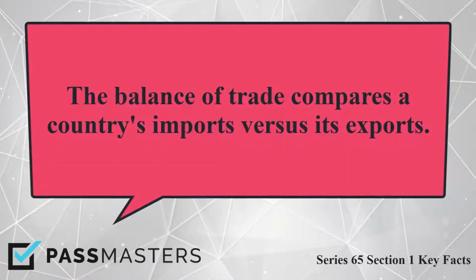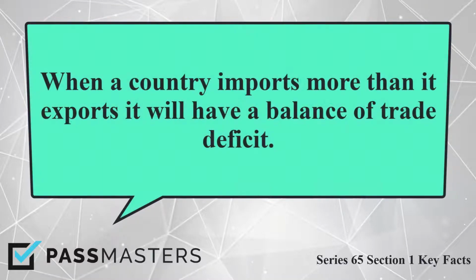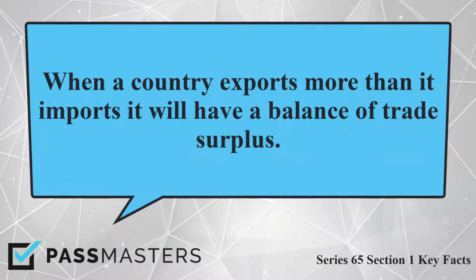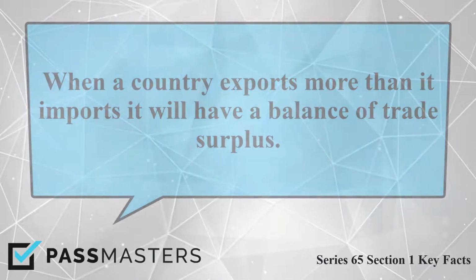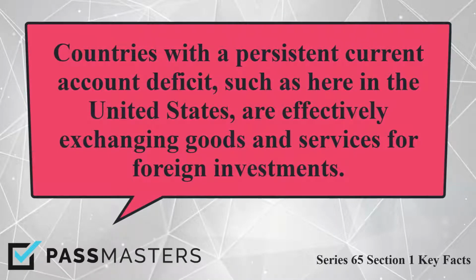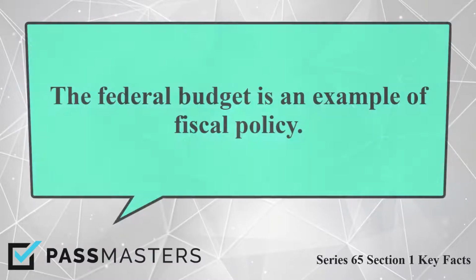The balance of trade compares a country's imports versus its exports. When a country imports more than it exports, it will have a balance of trade deficit. When a country exports more than it imports, it will have a balance of trade surplus. Countries with a persistent current account deficit, such as here in the United States, are effectively exchanging goods and services for foreign investments. The federal budget is an example of fiscal policy.